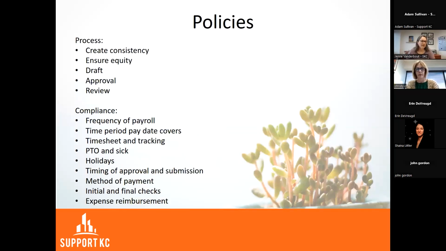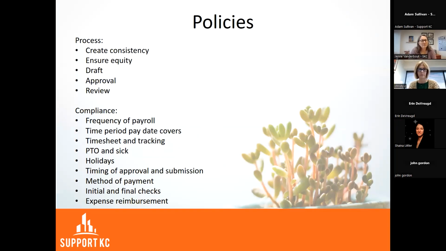Okay, so the next is policies, which we started touching on a little bit in the last one, and this is a huge piece. We think of these as our human resources policies, but they really do impact our payroll and how we process it and how we manage it. And then obviously HR policies play a large role in protecting us in the organization.